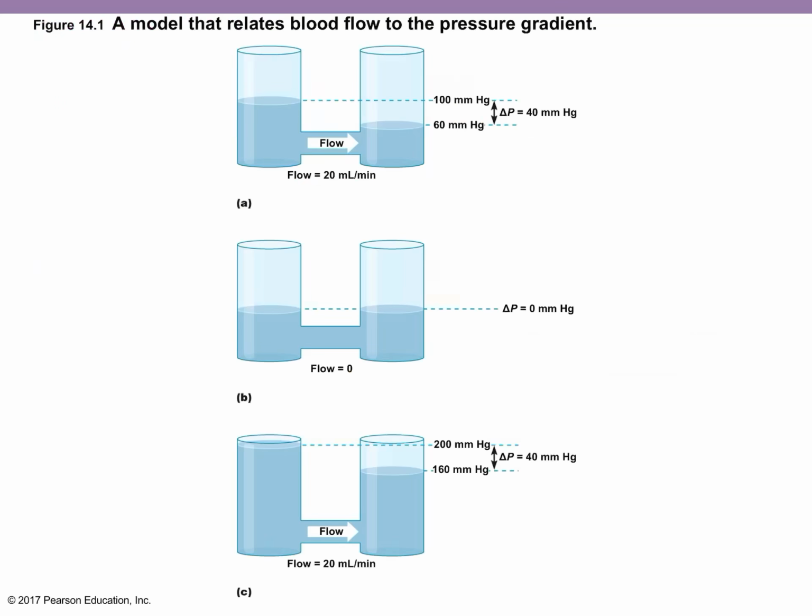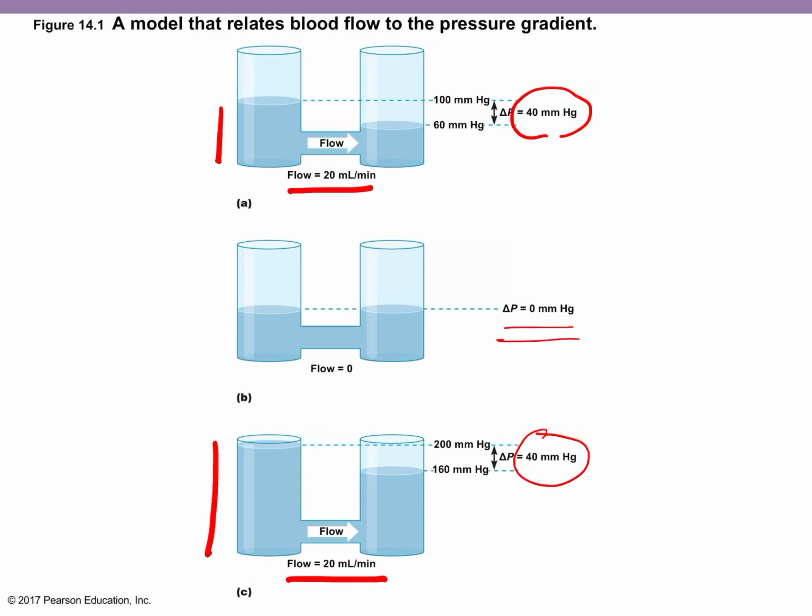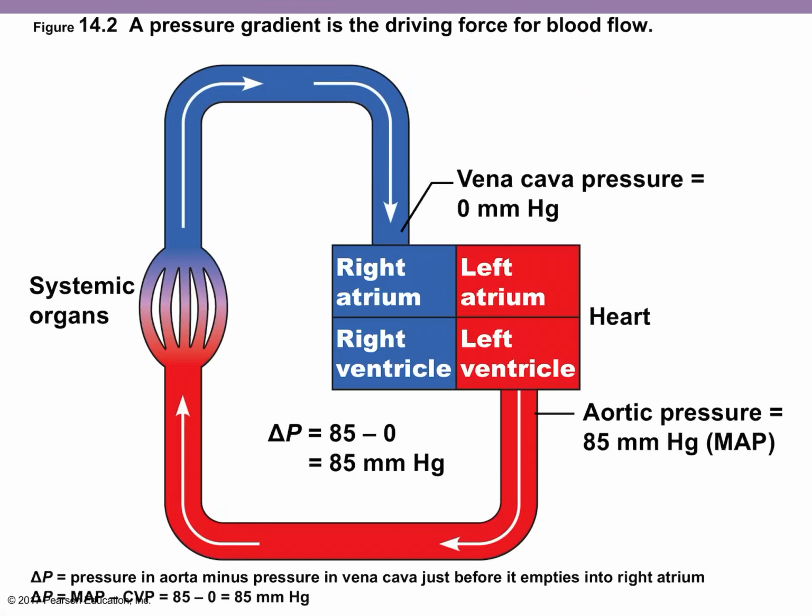So let's take a look at some pressure gradients. This picture is just showing you that it doesn't matter whether you have a half empty cylinder or a whole cylinder, as long as the difference is the same. They're both 40 millimeters of mercury different. You're going to have that same pressure bulk flow, so the flow will be the same. Of course, if there's no pressure difference, you're not going to have a bulk flow.